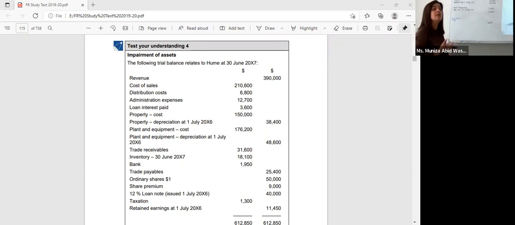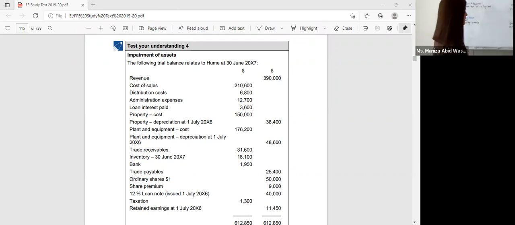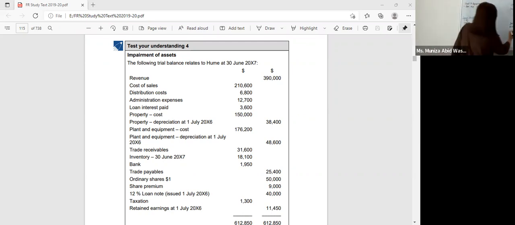Now, students, these are the older concepts. We are not telling you these concepts in this book. We are expecting that you know them already from your F3. So now closing inventory also goes to the current assets. Closing inventory of how much? 18,100. Then we have bank. Bank also goes in the current assets. How much is it? 1,950.